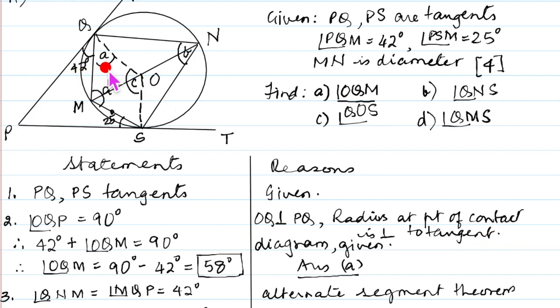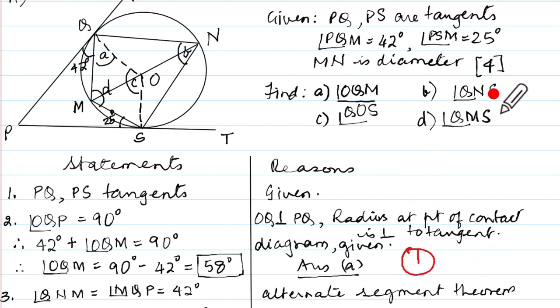So 42 plus A, that is 42 plus OQM, is equal to 90 degrees. When you are thinking out aloud, you say that this is 90 degrees here, so A and 42 together, A plus 42, is equal to 90 degrees. And so your A will be equal to 90 minus 42, which is 58. But when we write it like this, 58 degrees is answer 1. So that gives you your first mark.